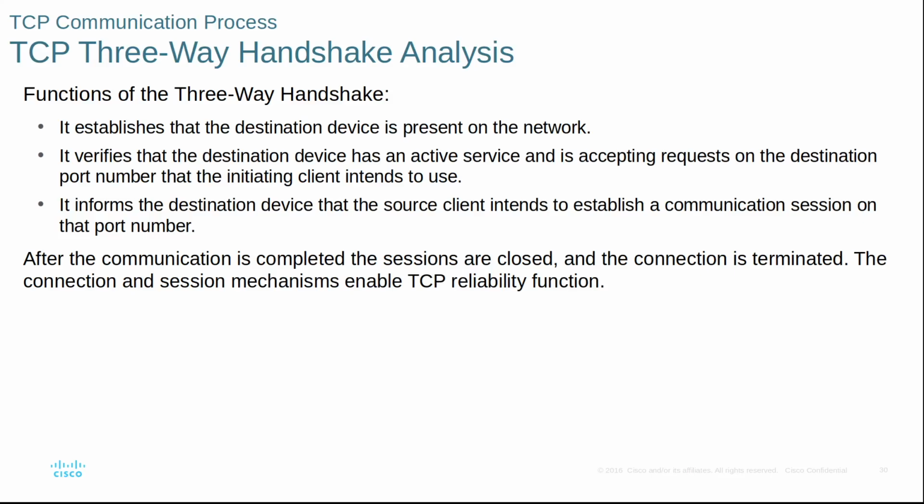Generally when we refer to the three-way handshake, we refer to establishing a device connection. It establishes that the destination device is on the network, verifies that it has an active service and is accepting requests, and informs the destination that the source is going to establish a communication session and start sending some data. After that communication session is closed, the connection's terminated. If the device wants to transmit again, well, a new one has to be set up, right?